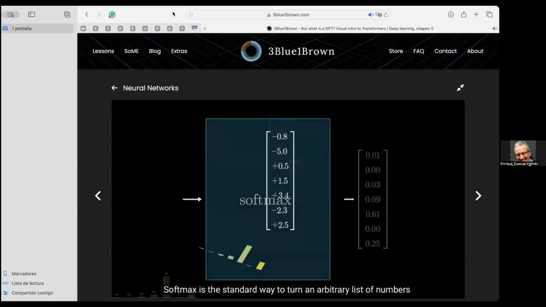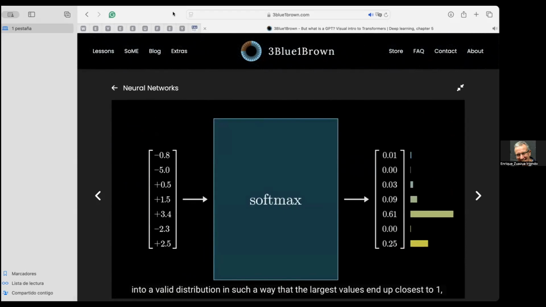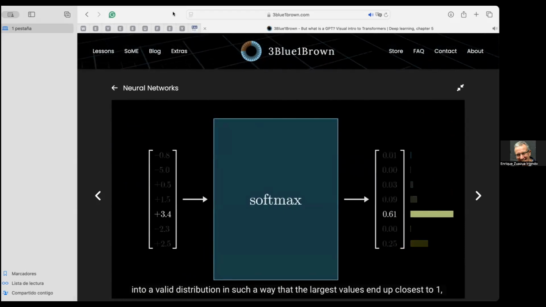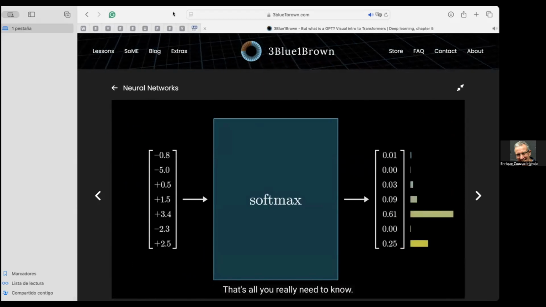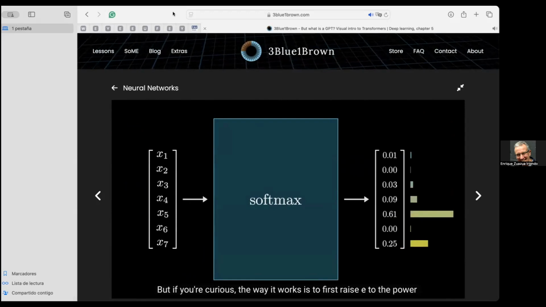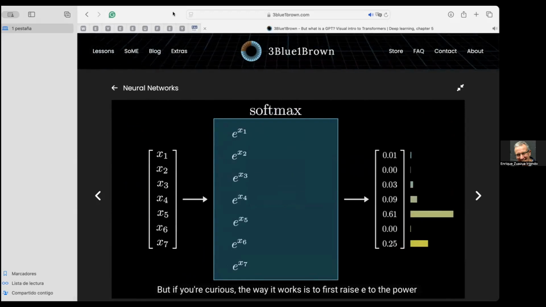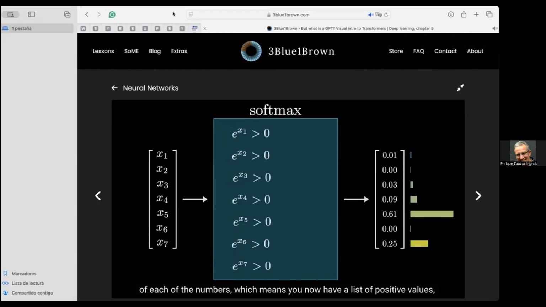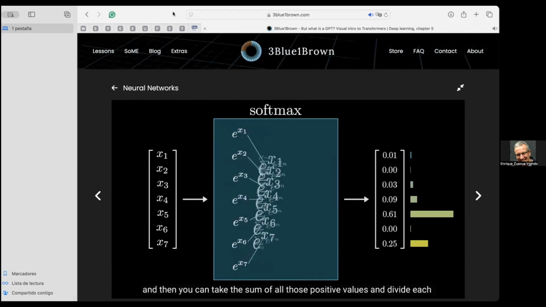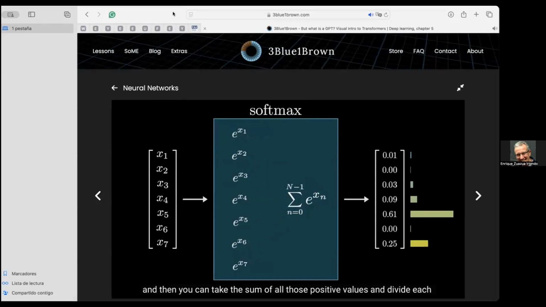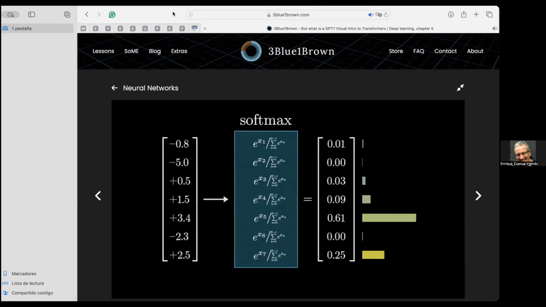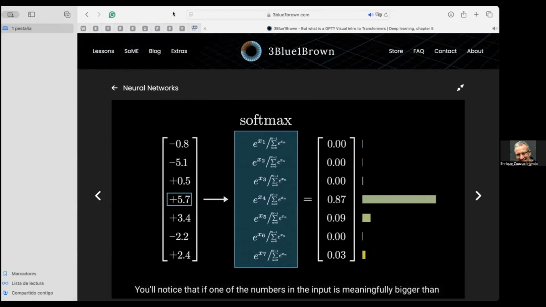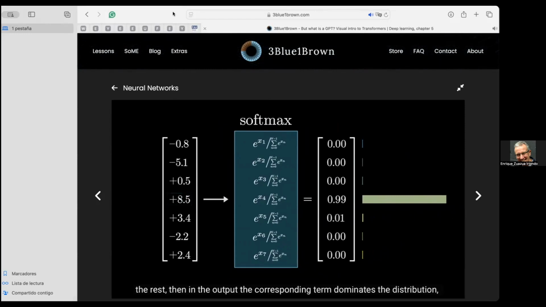Softmax is the standard way to turn an arbitrary list of numbers into a valid distribution in such a way that the largest values end up closest to 1, and the smaller values end up very close to 0. That's all you really need to know. But if you're curious, the way that it works is to first raise e to the power of each of the numbers, which means you now have a list of positive values, and then you can take the sum of all those positive values and divide each term by that sum, which normalizes it into a list that adds up to 1. You'll notice that if one of the numbers in the input is meaningfully bigger than the rest, then in the output, the corresponding term dominates the distribution.